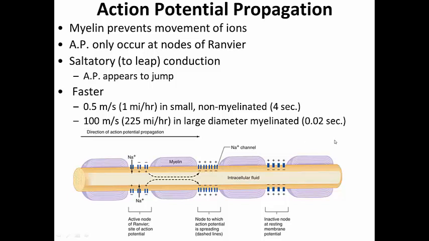What we see is that in the body, more myelinated axons are used to transmit signals long distances from one part to another. And in these large myelinated axons, we can achieve speeds of 100 meters per second, which is 225 miles per hour. At this speed, it would take 0.2 seconds to get from the heel all the way up to the base of the brain.